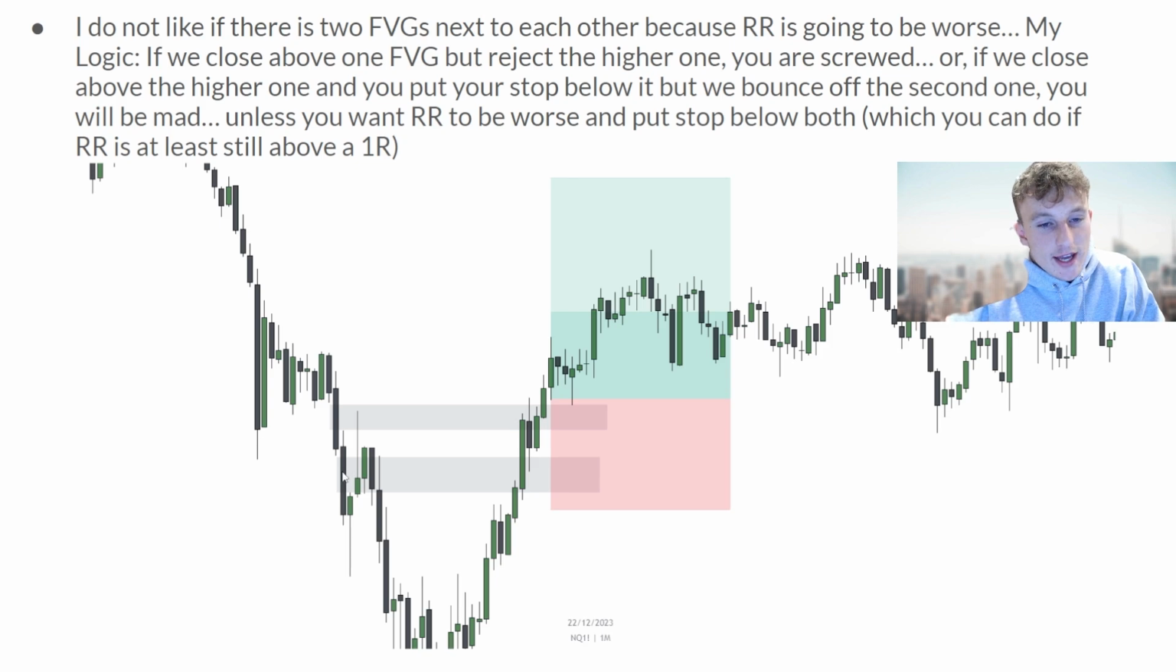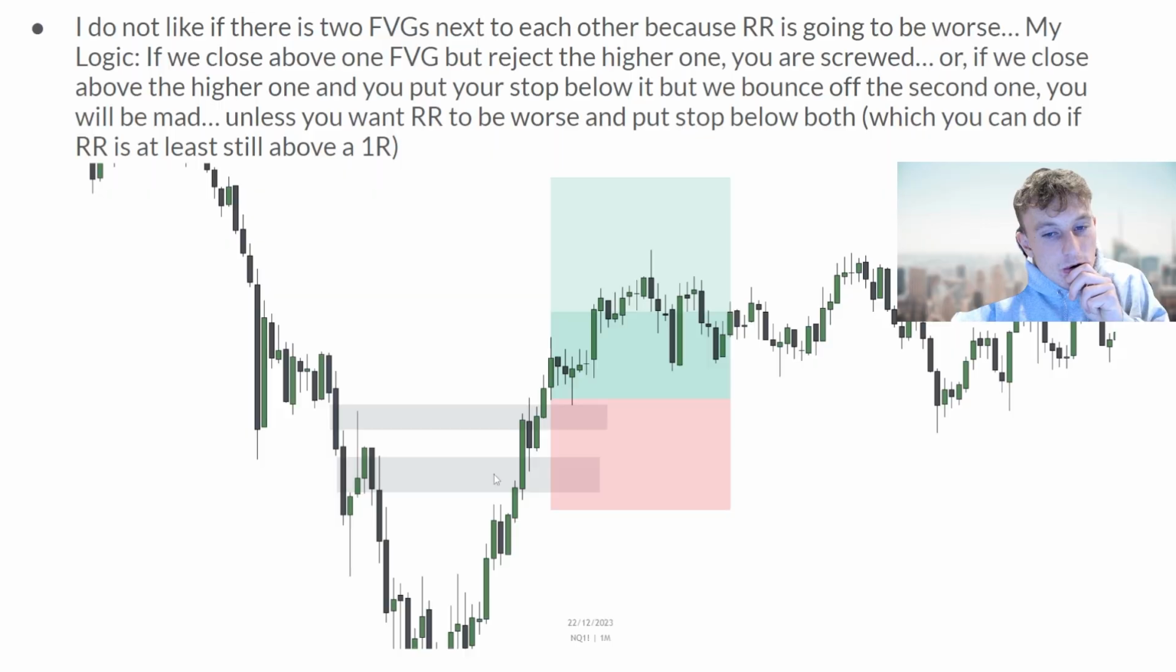If this was not here, this would be much better risk reward, because I always say I don't like two fair value gaps next to each other, because the RR is going to be worse. If we close above this fair value gap and you put your stop loss, let's say right here, you could still get stopped out and we might still bounce from this one. That's the issue.